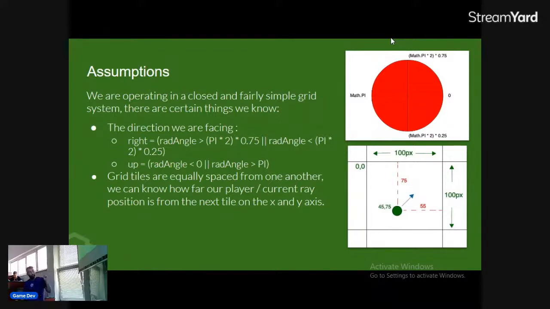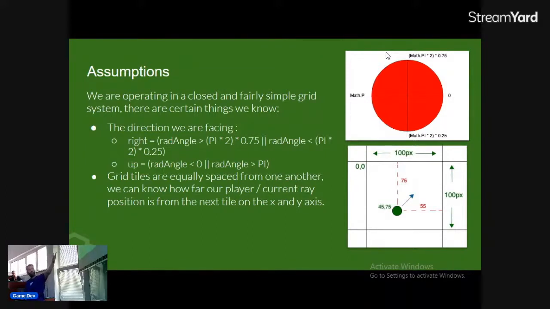That is important. The second thing which is important is that our tile-based grid consists of equally spaced tiles. They are all 100 pixels high and wide. There is no out-of-place tile, which allows you to make assumptions. And these assumptions can let you take shortcuts. Okay?